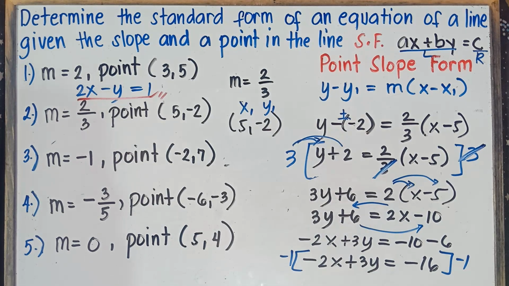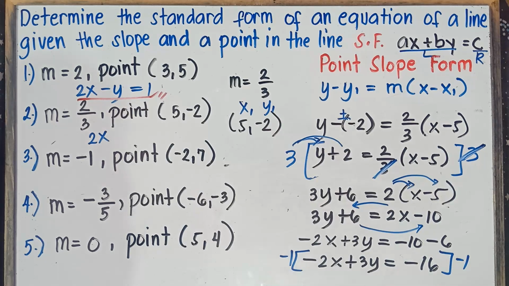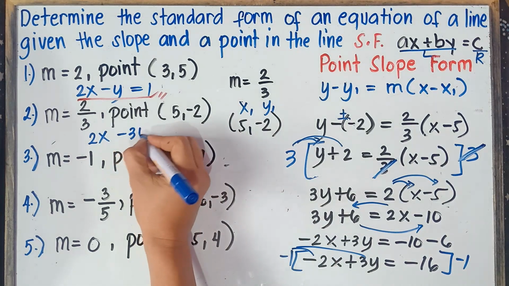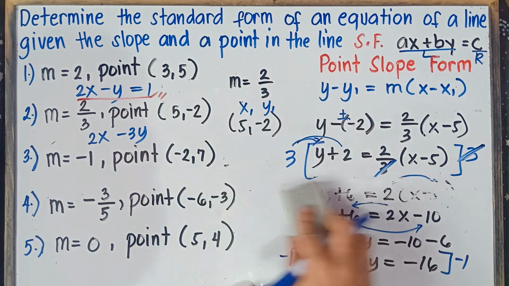So we don't have enough space. It will become positive 2x. And then negative 1, once again, you need to apply the distributive property. Negative 1 times positive 3y, that would be negative 3y. Okay, let me just write the answer here, class. We don't have enough space, class. Let me just write the answer here.